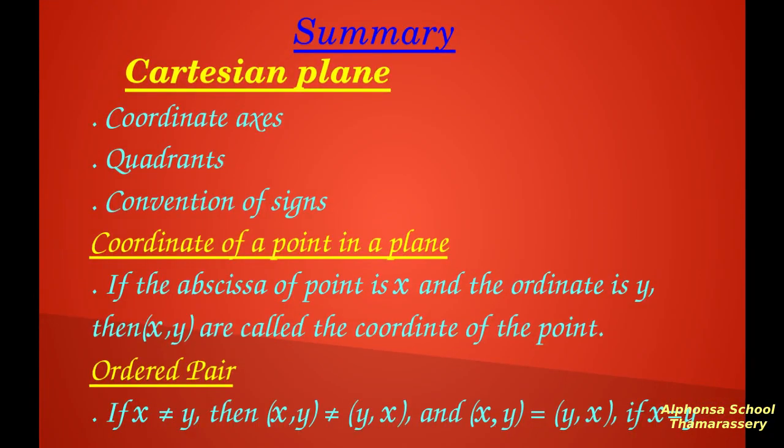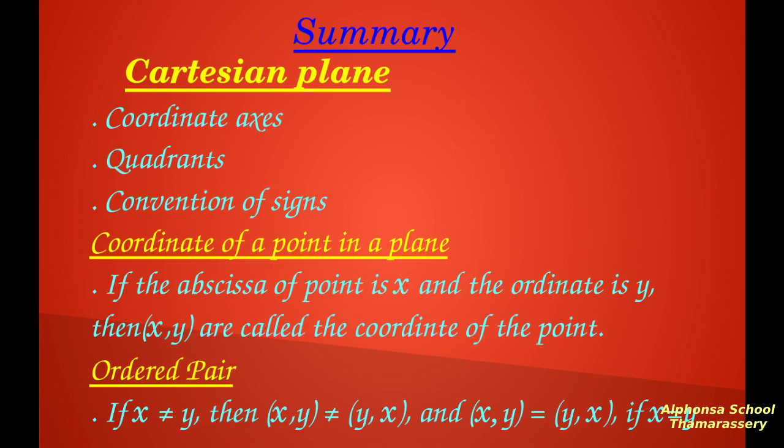In this lesson, we have studied the Cartesian plane. To locate a point in the Cartesian plane, we need two perpendicular lines called coordinate axes. The point of intersection of the coordinate axes is called the origin. And the coordinate axes divide the plane into four parts called quadrants. Then we discussed the convention of signs. The coordinates of a point are of the form positive, positive in the first quadrant, negative, positive in the second quadrant, negative, negative in the third quadrant, and positive, negative in the fourth quadrant.